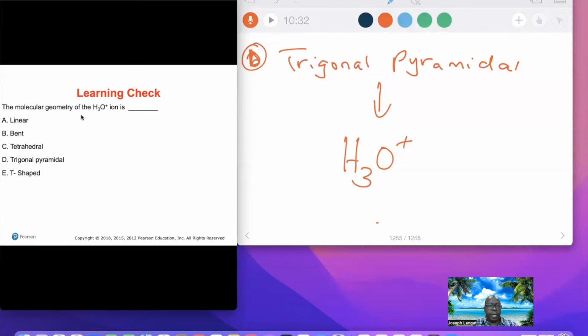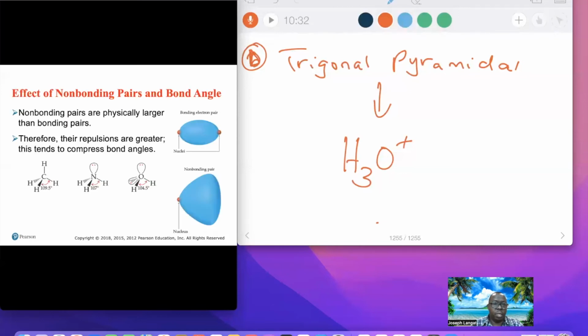I didn't ask for electron domain geometry. I know you can do that. Before we look at the other one, let's see the effect of non-bonding pairs on the bond angle. We know that electrons are negatively charged and they tend to repel one another. The bond angle in methane, that means the angle between hydrogen, central atom carbon, and hydrogen, is 109.5 degrees.